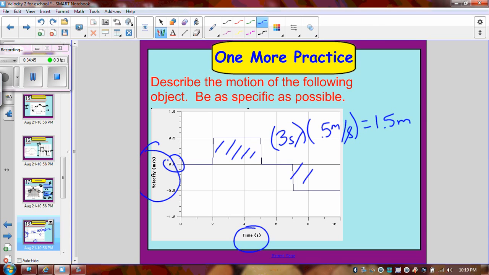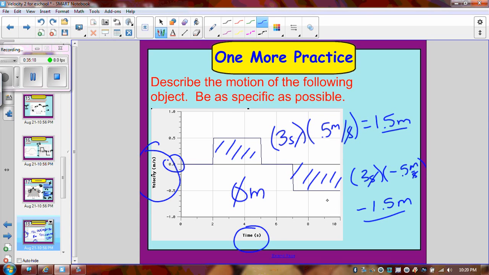We can do the same thing for this rectangle down here below the x-axis. The base is still 3 seconds. The height is 0.5, but it's negative. The seconds cancel out, and when we multiply those together, we end up getting a negative 1.5 meters. So if we know the object displaced 1.5 meters here and then displaced negative 1.5 meters here, we can conclude that the object had a total displacement of 0 meters for this full 10 seconds.